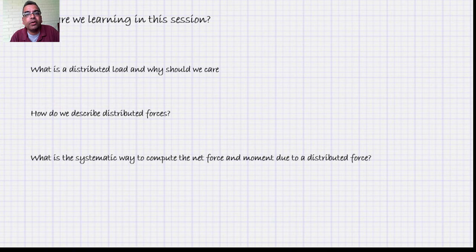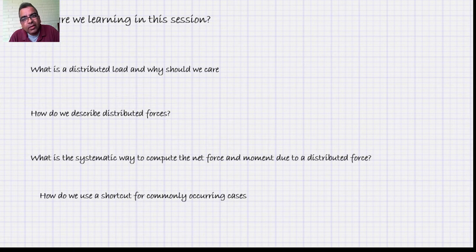Why do I care about net force and net moment? Remember, when I have to do equilibrium, I have to find the net force and net moment. And then, how do you use a shortcut for commonly occurring cases? If you do the systematic complete version, sometimes the calculations get kind of long because you have to do some integration and so on. But for common cases, there's a shortcut that will help you a lot. Okay, so let's get started.